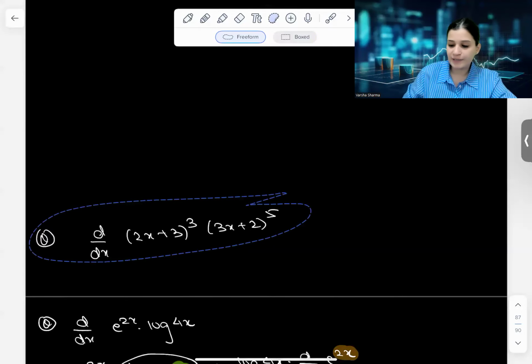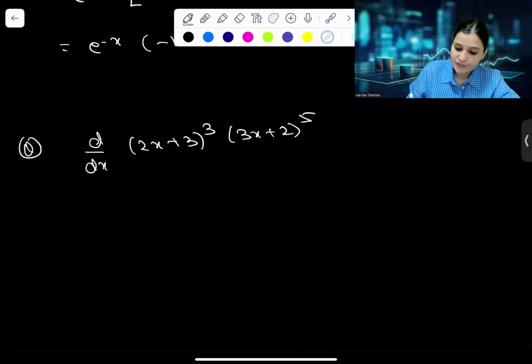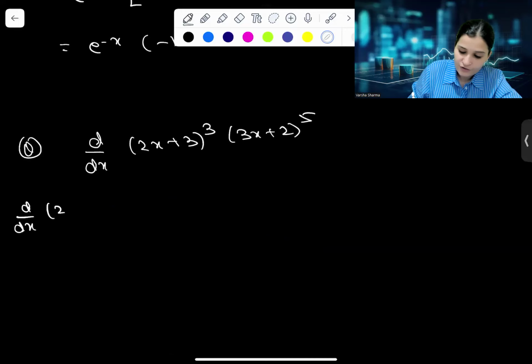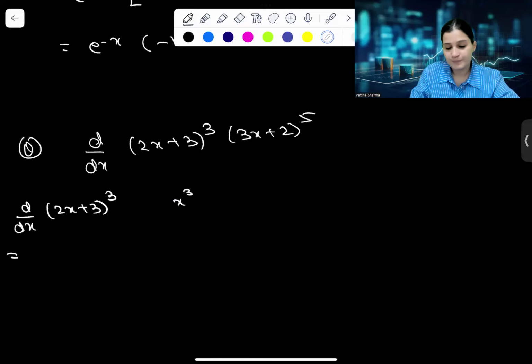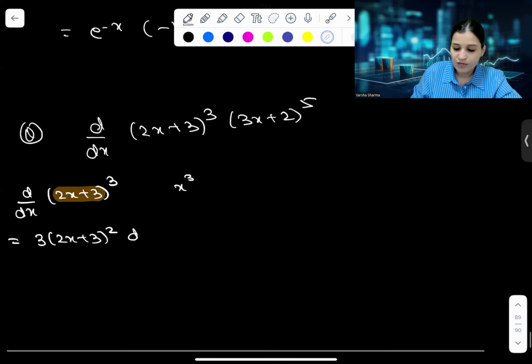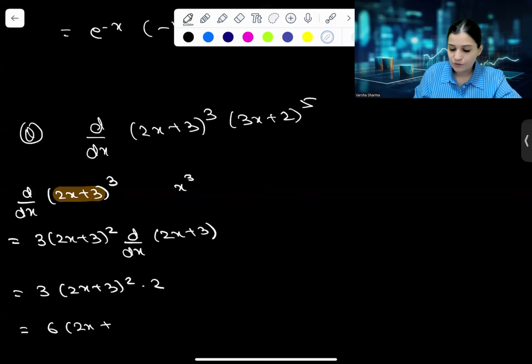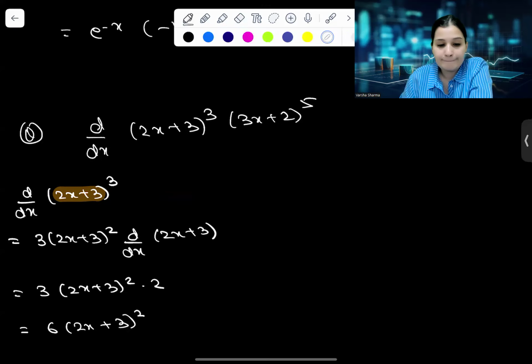Now this is very important. We will need this ahead as well. To understand this, let me first find the differentiation of 2x plus 3 whole cube. I will treat this as x cube, so 3x square. Instead of x, I have 2x plus 3, so I multiply the differentiation of that term, which is 2. So the final answer is 6 into 2x plus 3 whole square. Clear? Yes, ma'am.